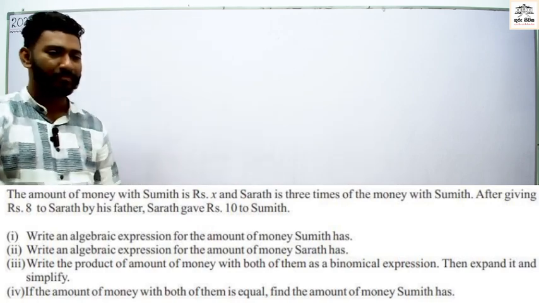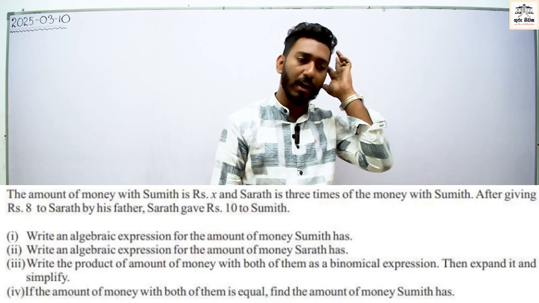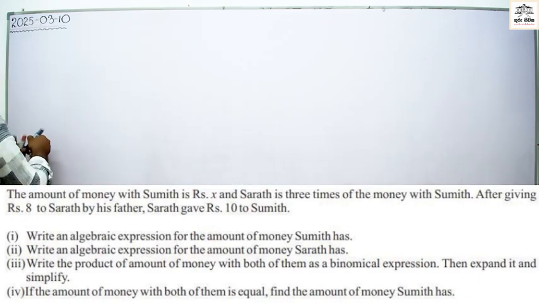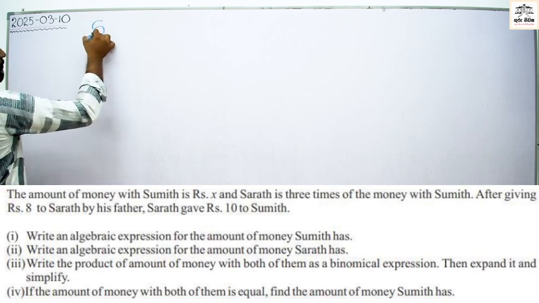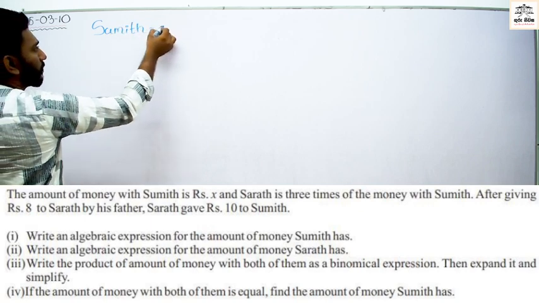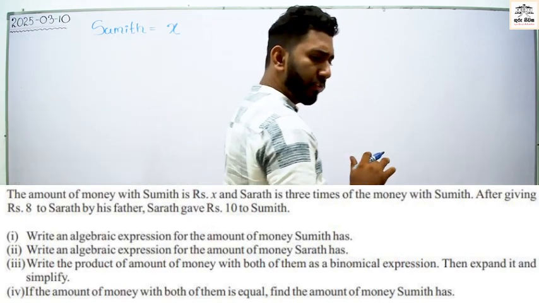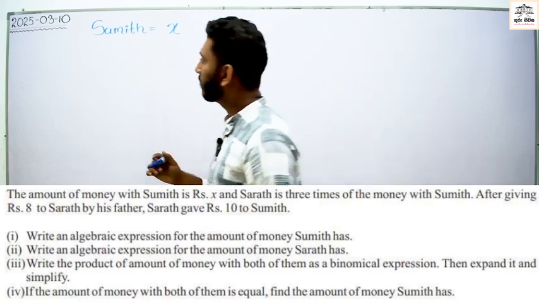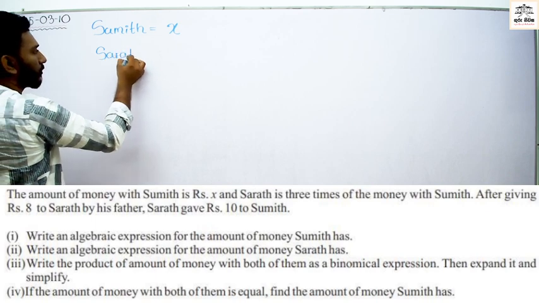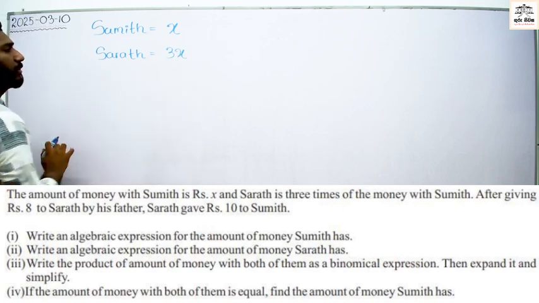බලමු වැඩේ පුතේ. වෙන වැඩේ. The amount of the money with Sumit is x rupees. මෙන්න බලන්න වැඩේ. Sumit, x rupees. Hari. And Sarat has 3 times the money with Sumit. Therefore, this one becomes 3x.